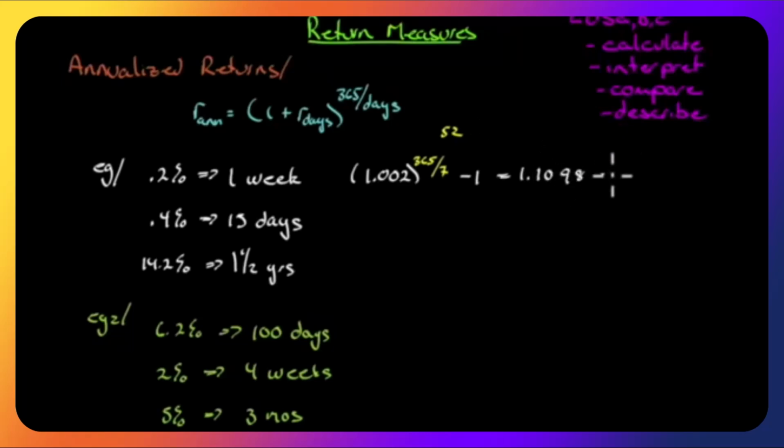1.1098 minus 1, which is 10.98%. So, you probably are wondering, what do you mean there aren't 52 weeks in a year? Of course there are. As a kid, I remember 52 weeks in a year. Well, 7 days in a week, 52 weeks in a year, 7 times 52 is 364. There are no 364-day years. There are none. They're either 365 days, or in a leap year, they're 366 days. So 7 times 52 does not equal a year.